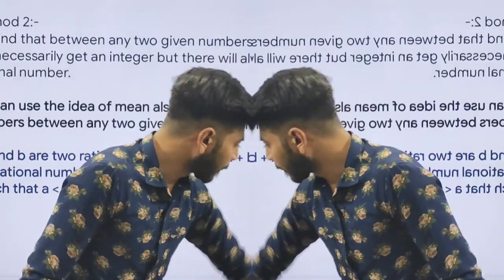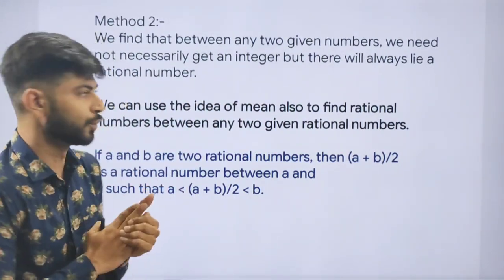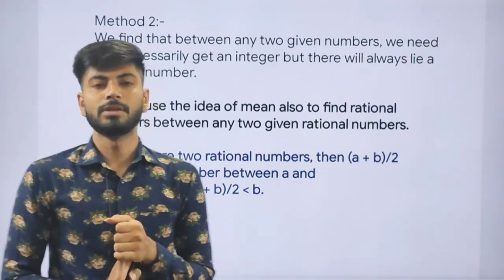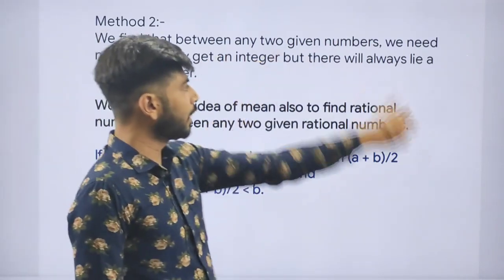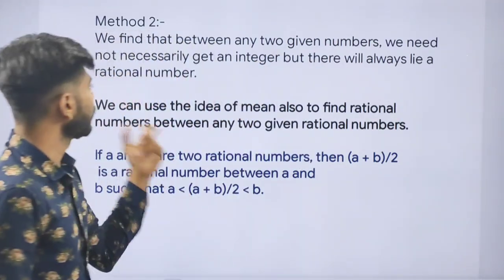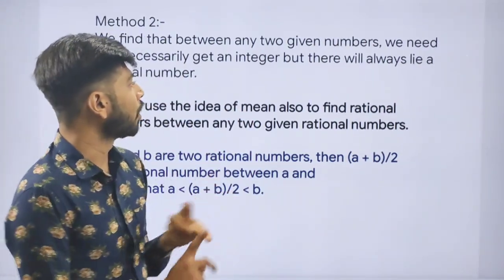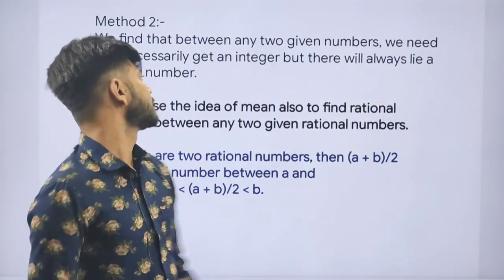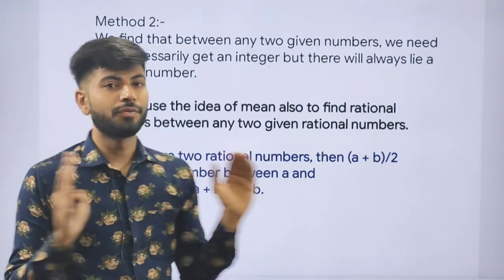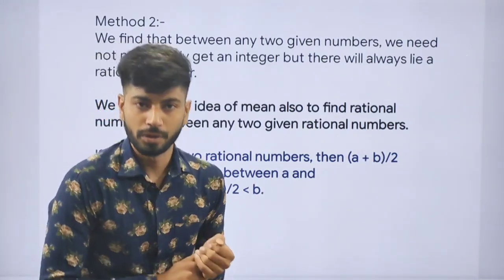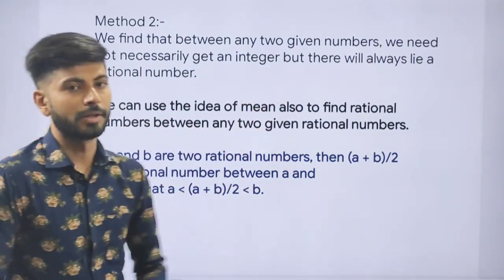Now method 2. Okay, what is method 2? To find the rational numbers between two rational numbers. So we find that between any two given numbers we need not necessarily get an integer. There will not always be an integer, but there will always be a rational number. As I have told you, there are infinite rational numbers between any two numbers. So you can find any rational number by using these methods.